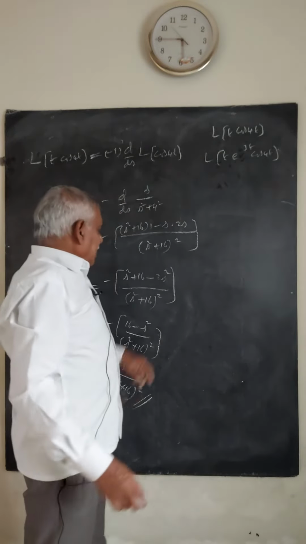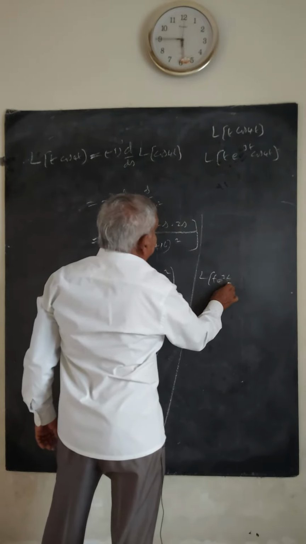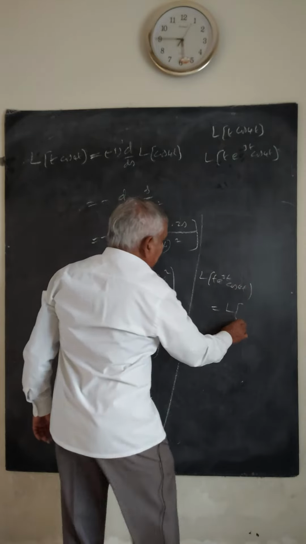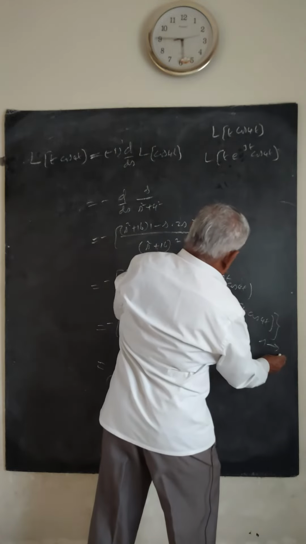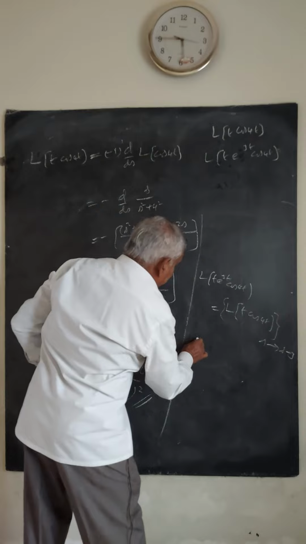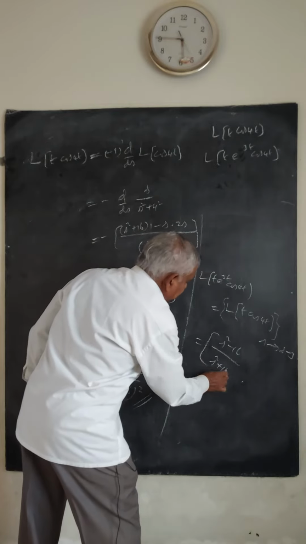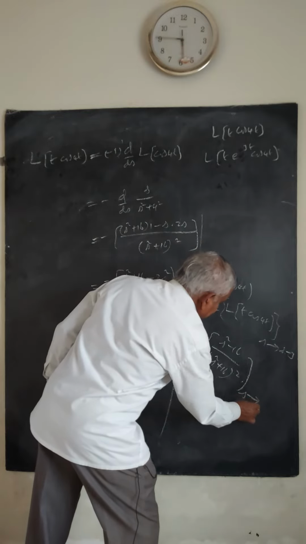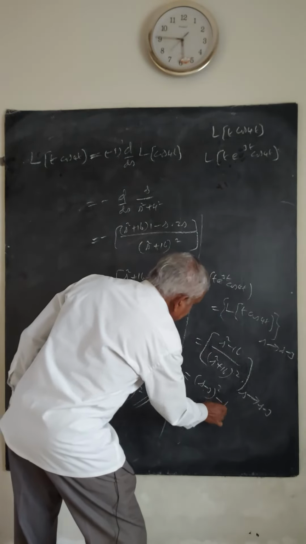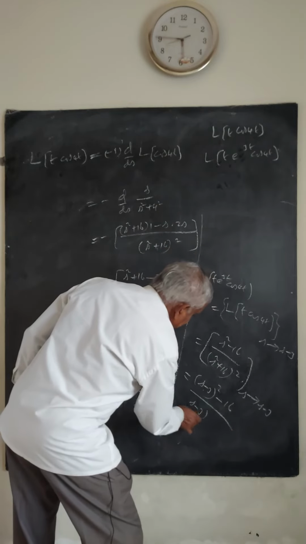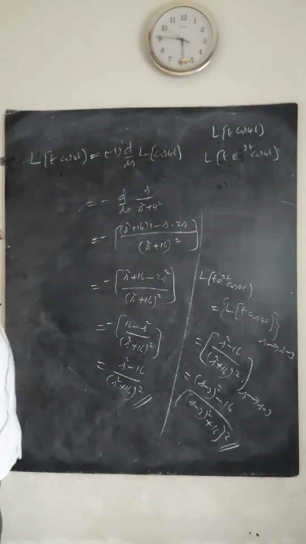Now let us use the shifting. Here, L of t e power 3t cos 4t equal to L of t cos 4t, S changing into S minus 3. This result we are applying here: S square minus 16 divided by S square plus 16 whole square. Limit is S tends to S minus 3. Wherever you see S, change it to S minus 3: S minus 3 whole square minus 16 divided by S minus 3 whole square plus 16 whole square is the answer.